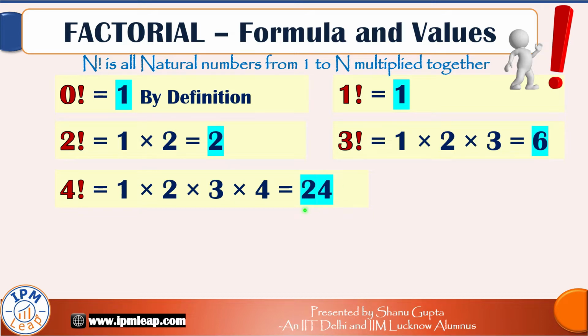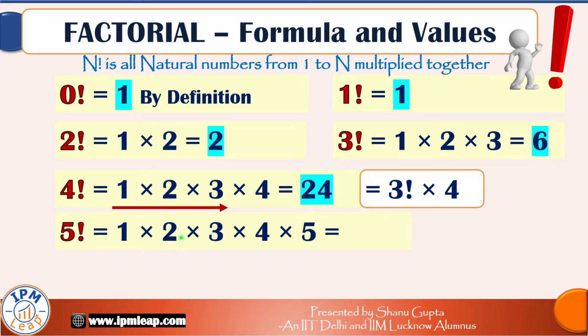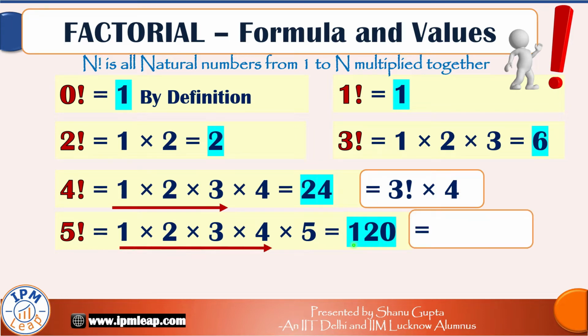And if you have noticed, in 4 factorial, the product of first three natural numbers 1, 2 and 3 is hidden. 1 into 2 into 3 is 3 factorial. So 4 factorial is also equal to 3 factorial into 4. Similarly, 5 factorial is the product of first 5 natural numbers, 1 into 2 into 3 into 4 into 5, which is 120. 5 factorial can also be written as 4 factorial into 5.